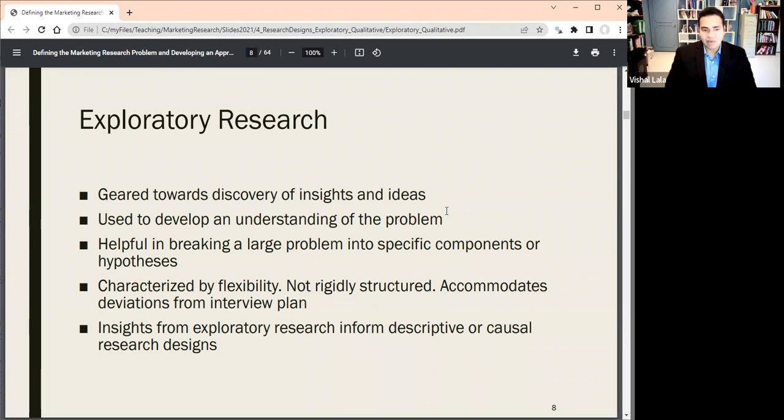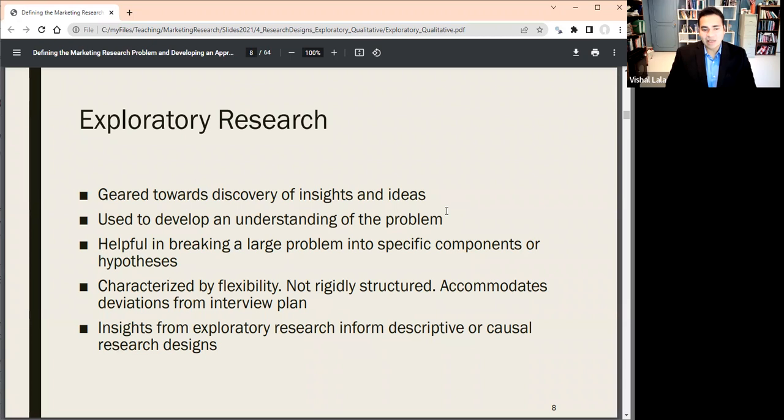Exploratory research is characterized by flexibility, the ability to pivot, change direction, to drill down, to go in directions that are interesting, and to abandon tangents if they're not interesting, or abandon the previously chosen path if it doesn't seem to be yielding benefits. So flexibility is a hallmark of exploratory research.